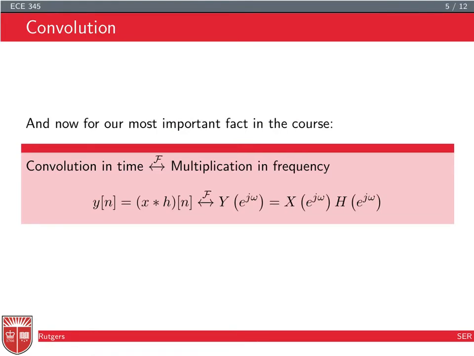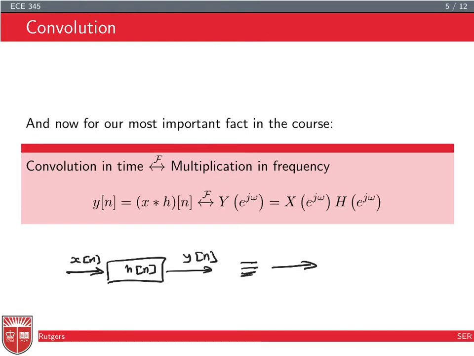Now we get to one of the most important properties of any Fourier transform: convolution in the time domain is multiplication in the frequency domain. Usually this is useful when studying the input-output of an LTI system. So if x[n] is the input of an LTI system with impulse response h[n], then in the time domain, the output y[n] is obtained by convolving the input and the impulse response.